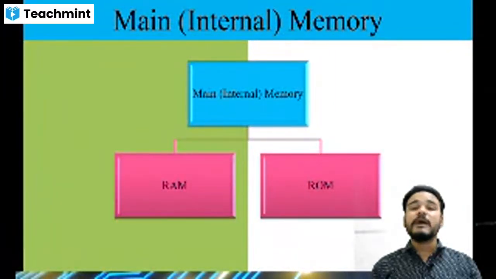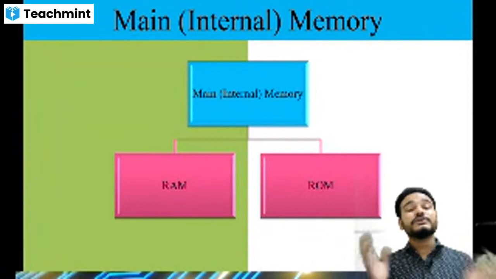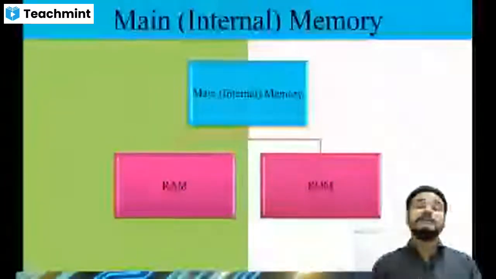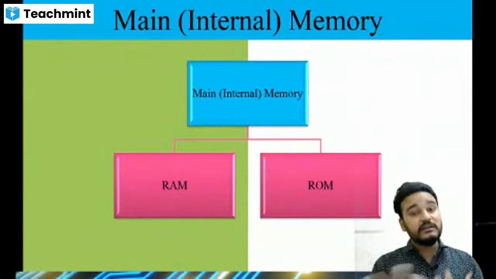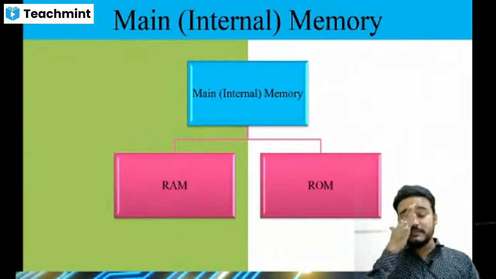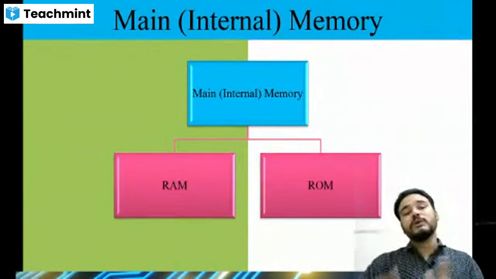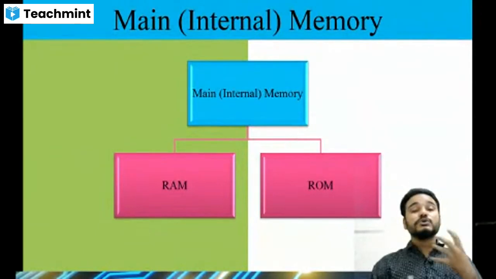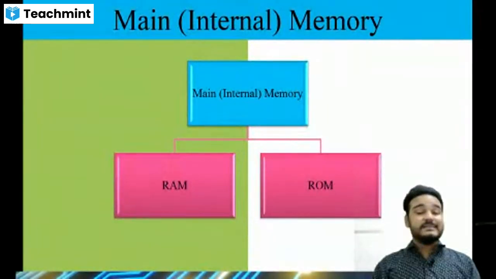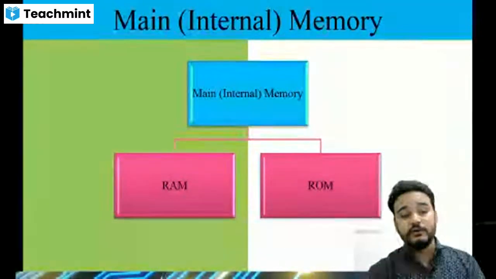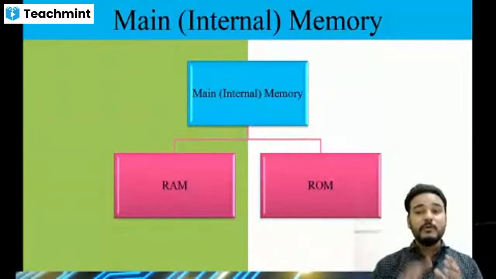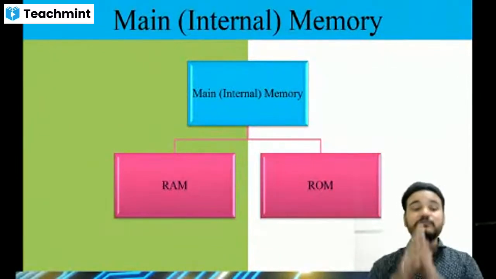Then we had learnt about main memory. Here we should know that memory is divided into two types. One is the main memory, which we also call internal memory. Another one is secondary memory, which we also call external memory. Main or internal memory is divided into two types: one is RAM, the other is ROM. So what is the full form of RAM? Who will tell me the full form of RAM?